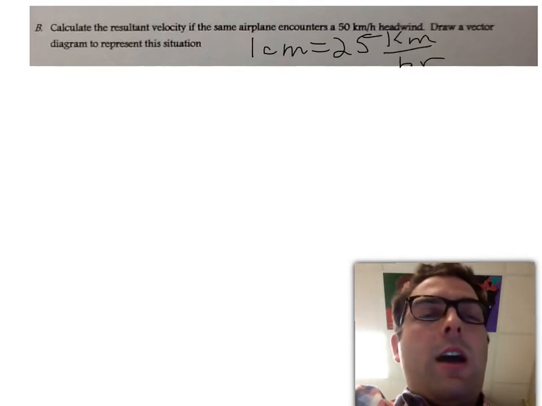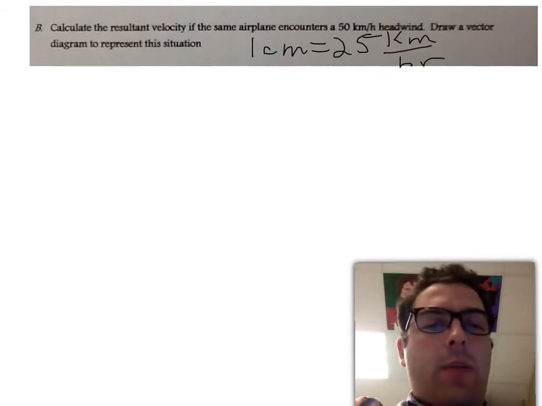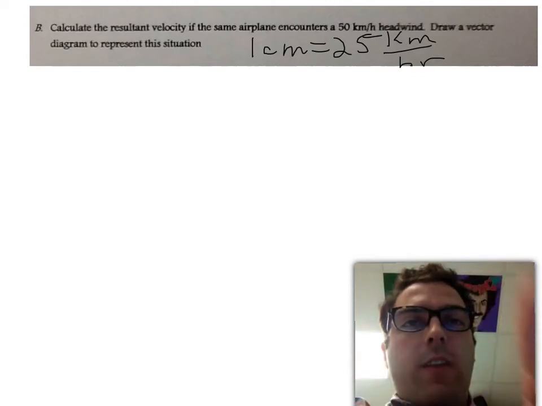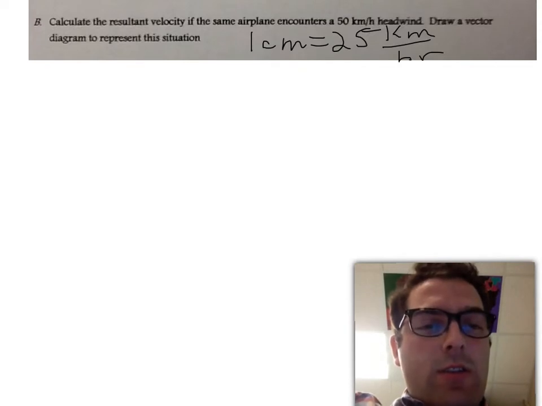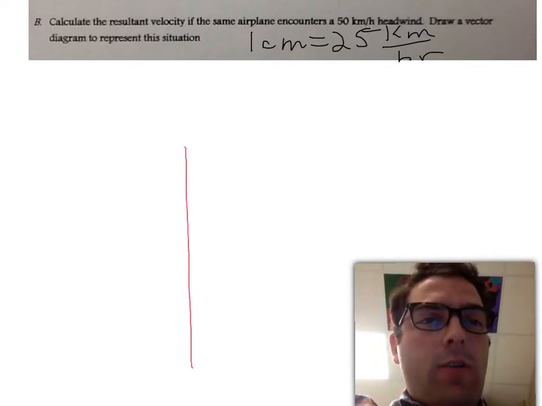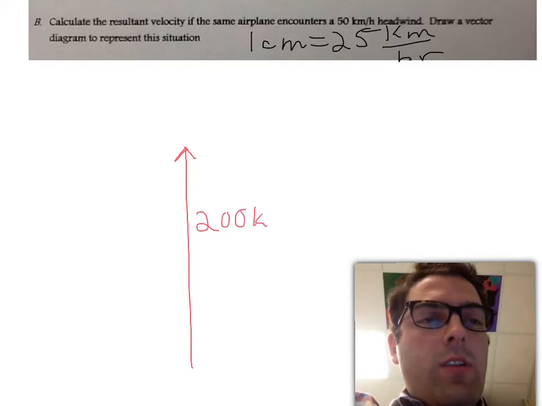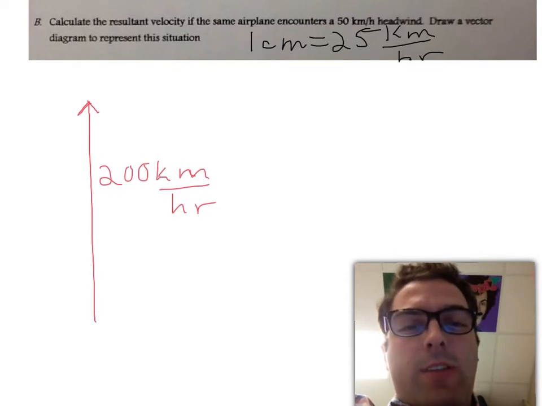All right. So my plane is still going to be headed in the same direction, so I'm still going to draw him in the same direction. In this case, I've got 200 kilometers per hour. I'm going to have him going north, so his arrow is going to be 8 centimeters long, and I'm going to label him. He's still going 200 kilometers per hour. Fantastic. So there's my plane.